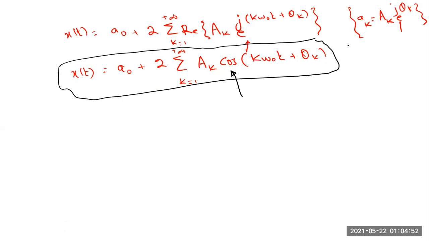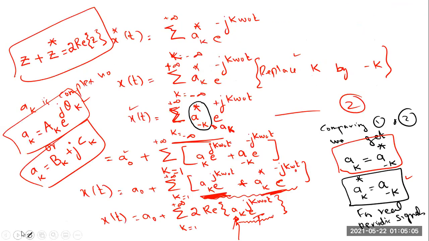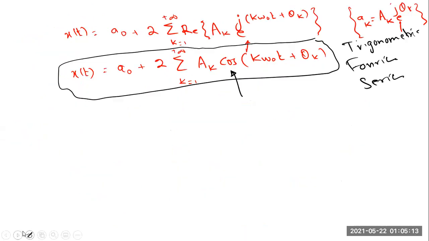This is also a Fourier series. So now we call this the trigonometric Fourier series. And what is the other possibility? The other possibility is that you replace this ak by this representation, and then you find the real part. So what will you get? I'm not going to do that here, so you can easily do that.